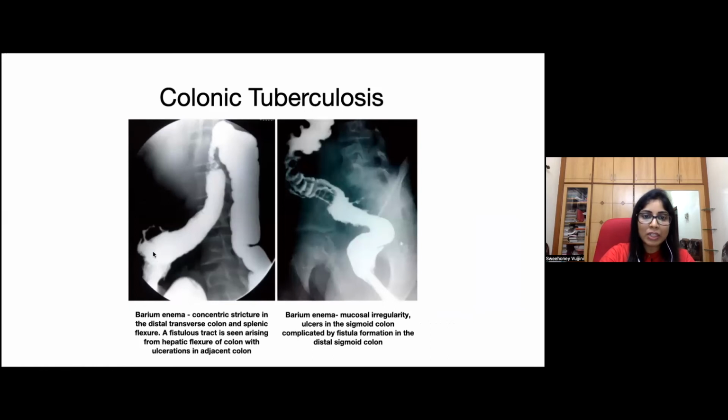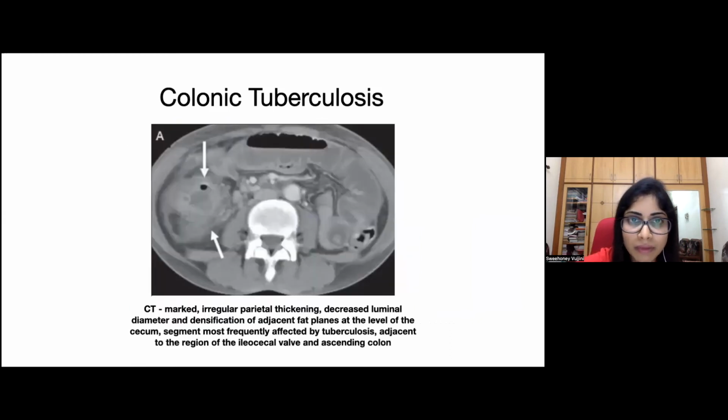We can see a fistulous tract arising from the hepatic flexure. Here we can see mucosal irregularity, ulcers in the sigmoid colon, complicated by fistula formation in the distal sigmoid colon.